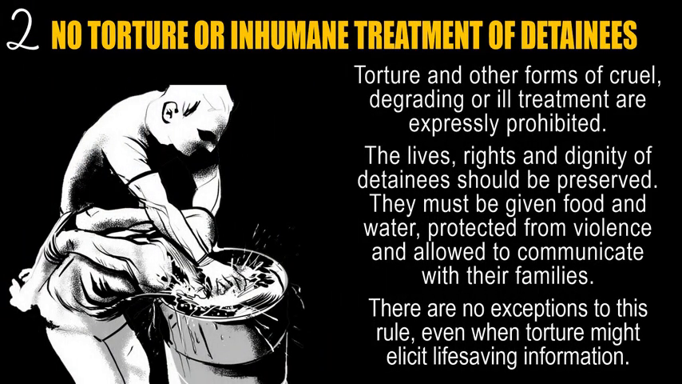No torture or inhumane treatment of detainees. Torture and other forms of cruel, degrading, or ill treatment are expressly prohibited. The lives, rights, and dignity of detainees should be preserved. They must be given food and water, protected from violence, and allowed to communicate with their families. There are no exceptions to this rule, even when torture might elicit life-saving information.